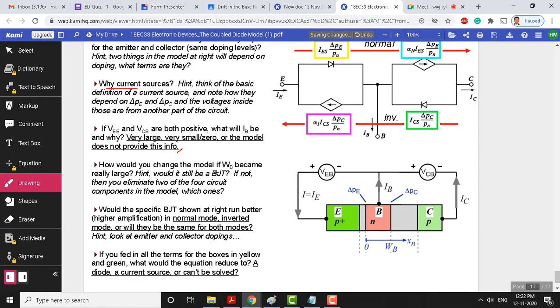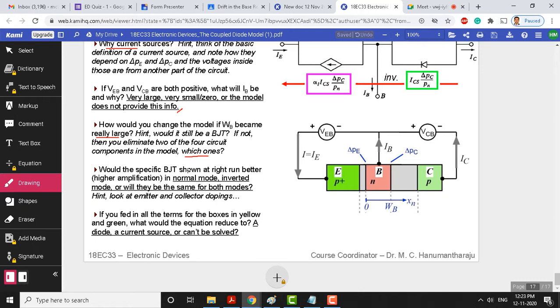How would you change the model if WB becomes really large? Okay. And the hint here is, would it still be a BJT? If not, then you eliminate 2 of the 4 circuit components in the model. Which one do you want to eliminate here? Just think of that. The condition here is that the base region width is larger. For that, you want to answer here, will the model work like a BJT or not? First of all, you want to answer this question here. If not, then which component would you like to eliminate here? Or if it still wants to behave like a BJT.